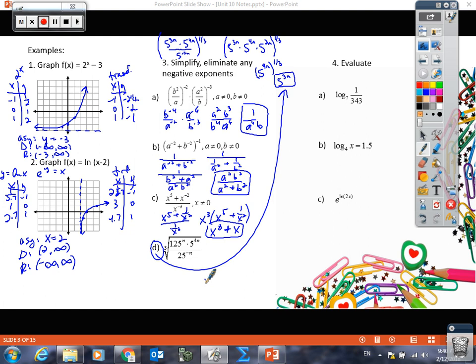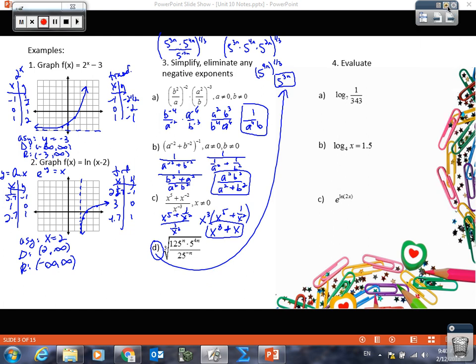Okay, all right, the last examples we're going to evaluate. So let's take a look at that. Now, what I like to do when I'm faced with a problem like A is set it equal to a variable. Any variable is fine. Do you have to do it this way? No, you don't. It's what I like to do. So I'm just going to set it equal to x, and then turn it into an exponential. So 7 to the x equals 1 over 343.